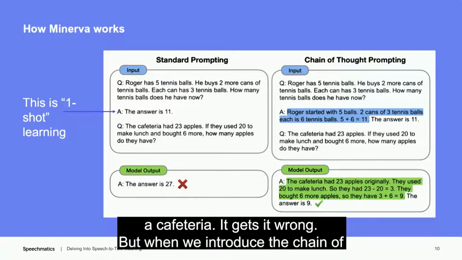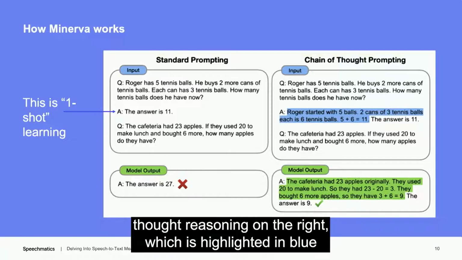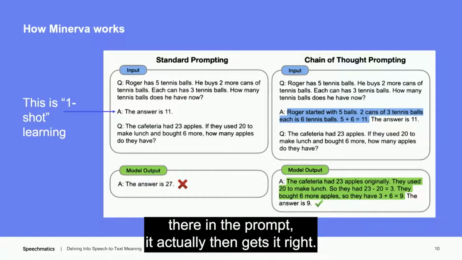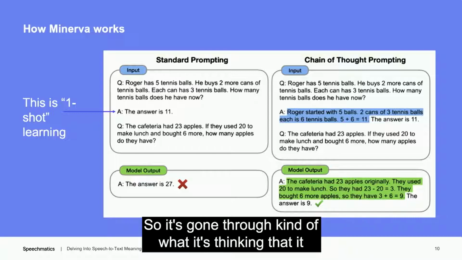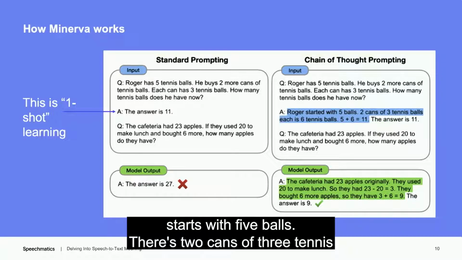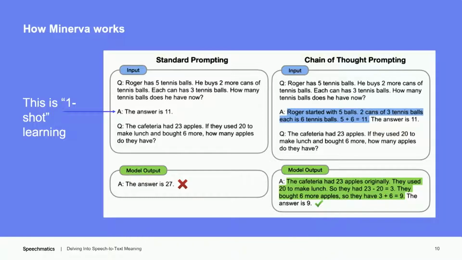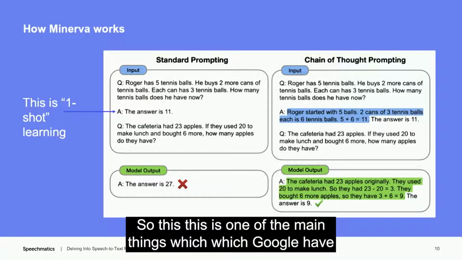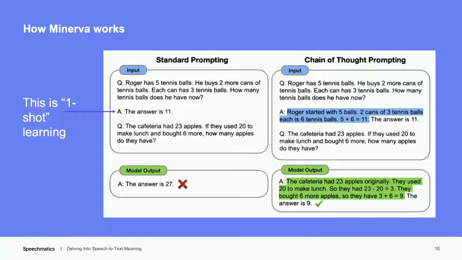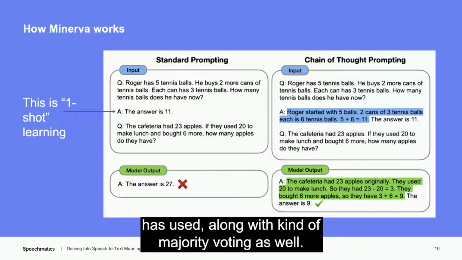But when we introduce the chain of thought reasoning on the right, which is highlighted in blue there in the prompt, it actually then gets it right. So it's gone through kind of what it's thinking, that it starts with 5 balls, there's 2 cans of 3 tennis balls, and then it adds them together. So this is one of the main things which Google has used, along with kind of majority voting as well.